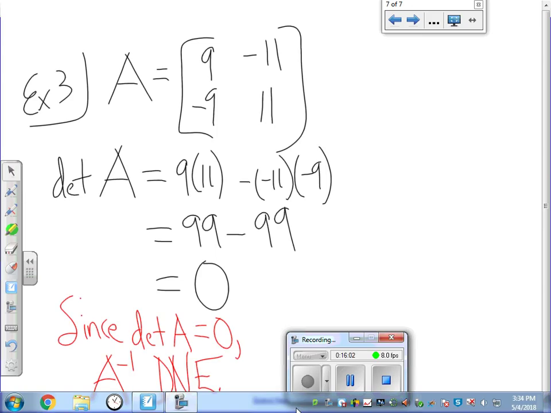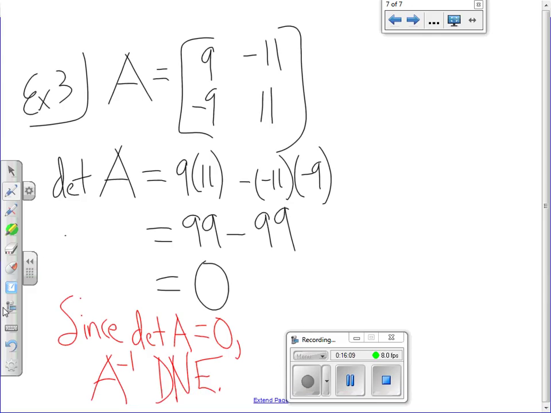Well, check this out. When I computed the determinant, I got 0. Let's just double check that. Maybe I screwed up. 9 times 11 minus negative 11 times negative 9. I think that looks good. Negative 11 times negative 9 is 99. 99 minus 99 is 0. Hey, this is kind of good news for us, right? Because now we don't have to compute that stinking inverse.